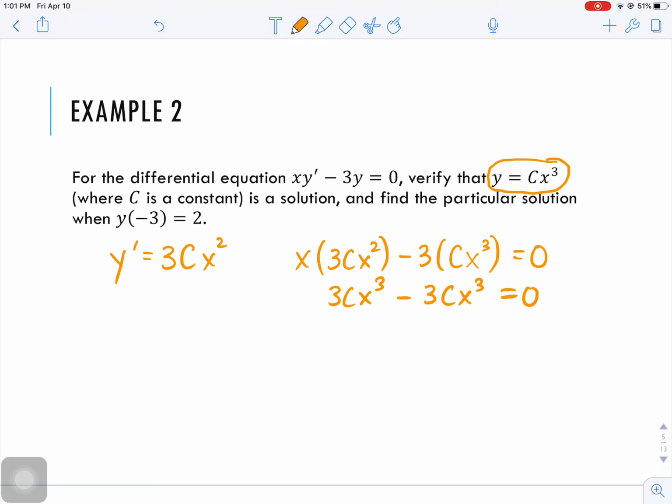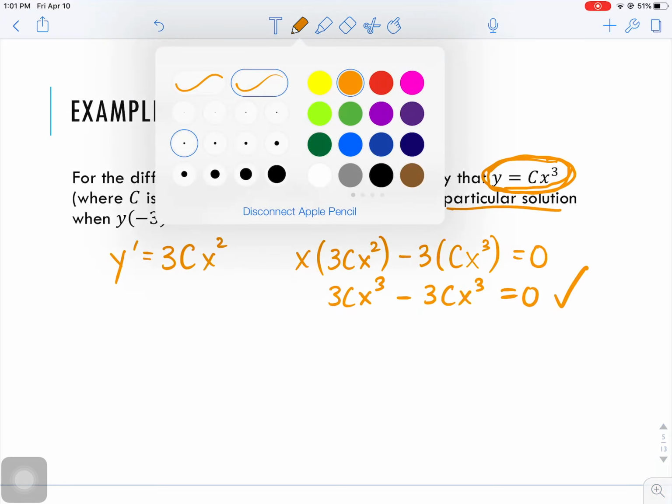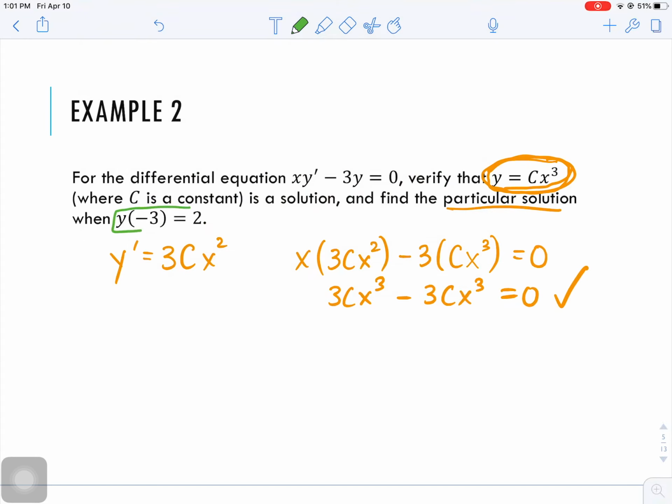Obviously, if we take 3cx cubed minus 3cx cubed, we do get 0. So that is a true statement. It satisfies it. That means that this is a general, we call this a general solution. It has c in it. But now we want to find a particular solution that passes through this point right here. So we want a particular solution through that point.